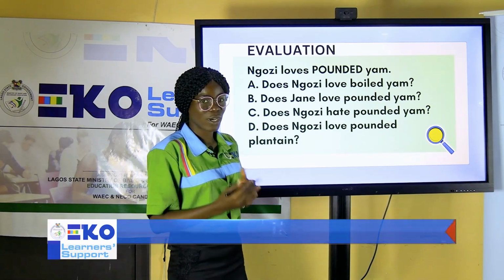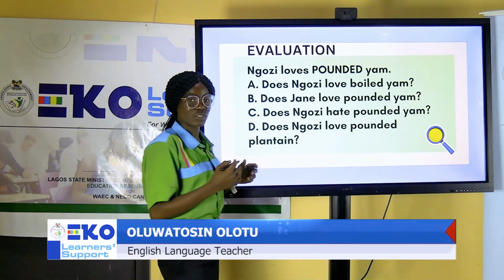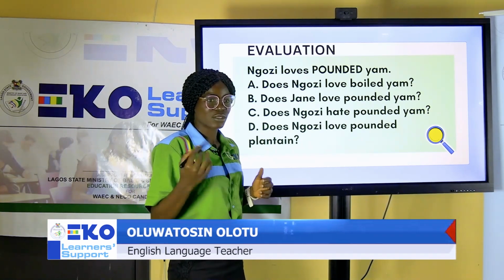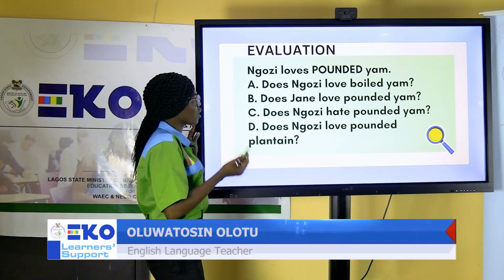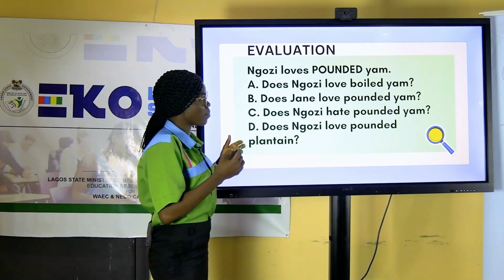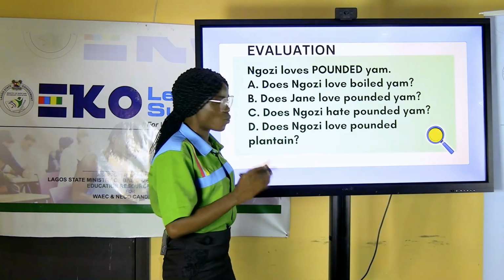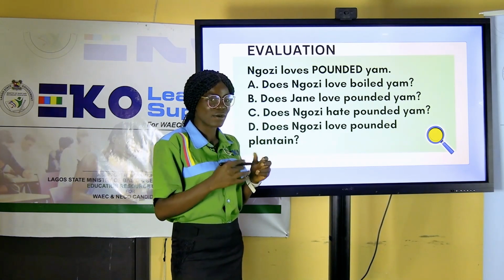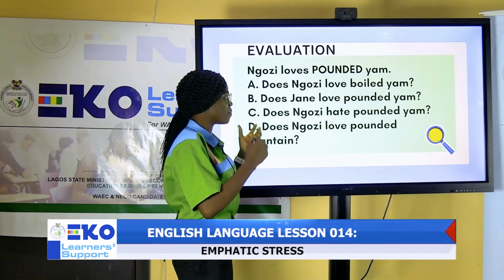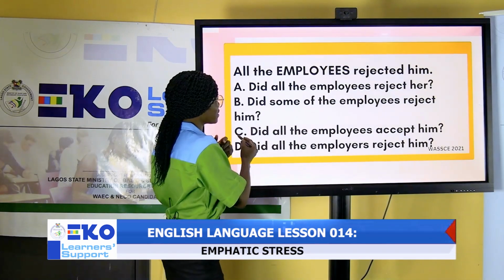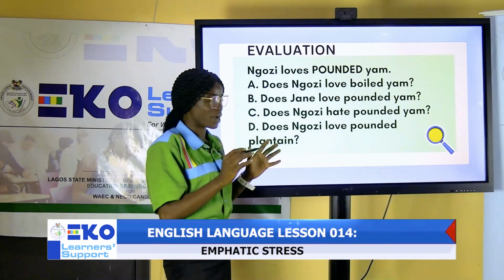All right, welcome back. I hope you've done justice to that question. So let's look at the answers to the question. Number 1, Ngozi loves pounded yam. Where is the emphatic stress? The emphatic stress is on pounded, right? The emphatic stress is on pounded.